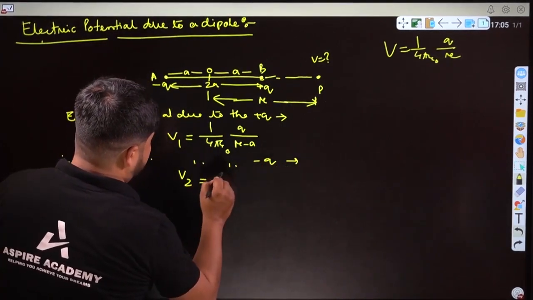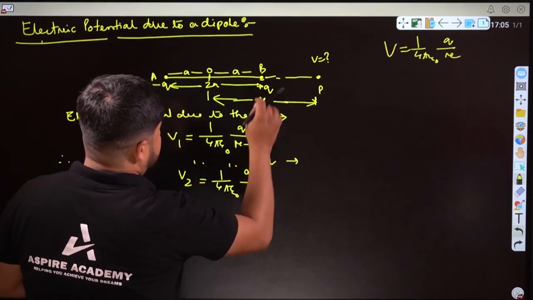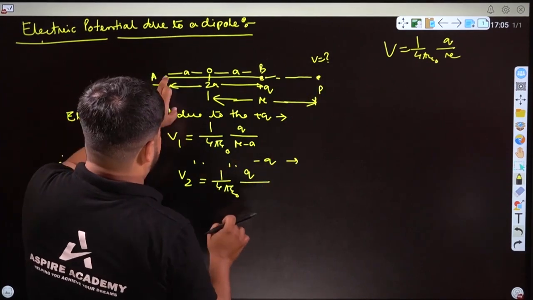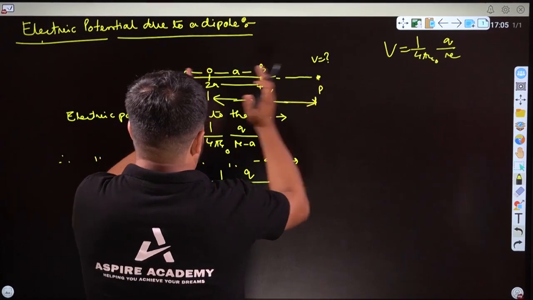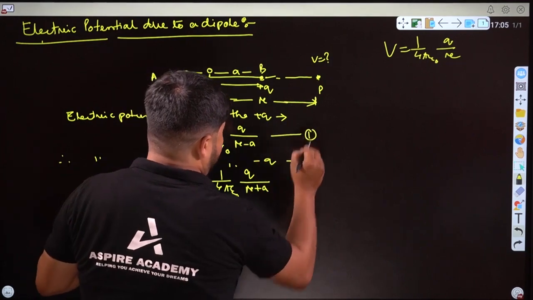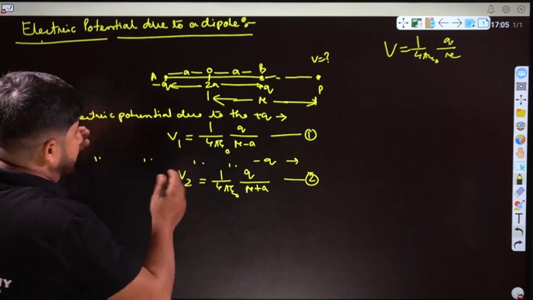V2 is equal to what? 1 by 4 pi epsilon naught Q by what? What will the distance be? We need to calculate the distance from A to the charge, that is, the electric potential due to the minus Q charge. This is R and A, so it will be R plus A. So this is equation number 1 and this is equation number 2. Okay. So now what is the total potential?